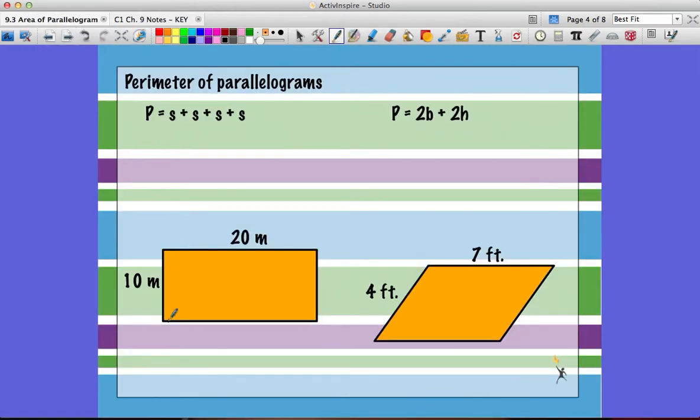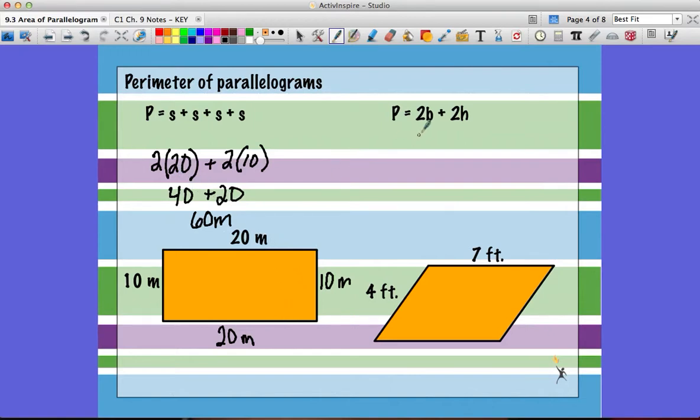All right, so first things first, I know since this is a rectangle that over here, this is going to be 10 meters because these sides are congruent, and this is going to be 20 meters because these opposite and parallel sides are congruent. So in this case, I can do 2 times 20 plus 2 times 10, which gives me 40 plus 20, which gives me 60 meters as the perimeter.